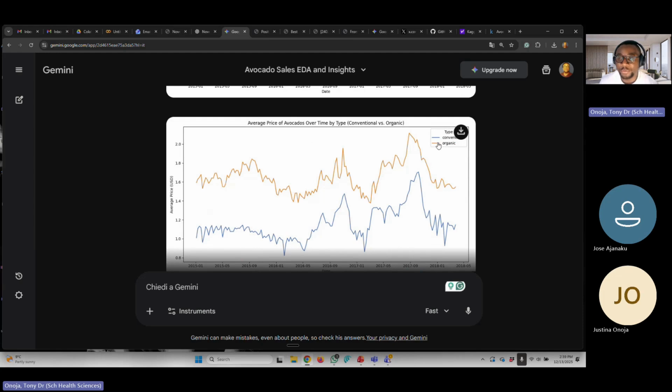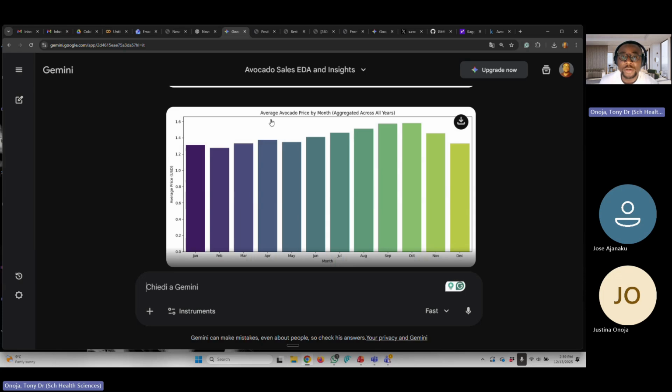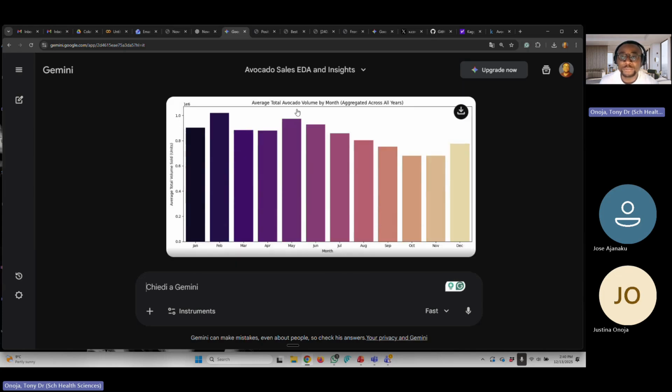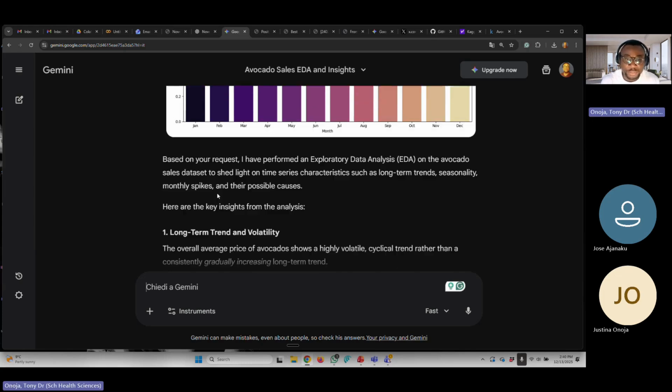Average price of avocado over time by conventional versus organic. So there were two types, organic and conventional. You can see the average price over time. Average price by month, aggregated across all years. So this is the average price aggregated across all years, but we do see quite an increase from September and October, but it decreases in November and December. Then the volume: it increases dramatically in February, a bit in May, and starts reducing.